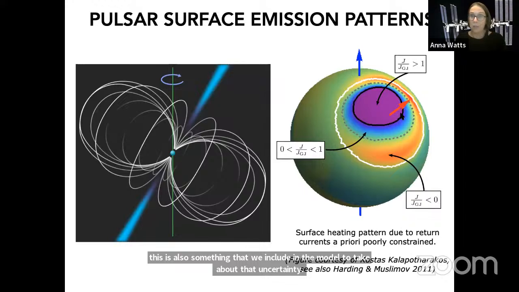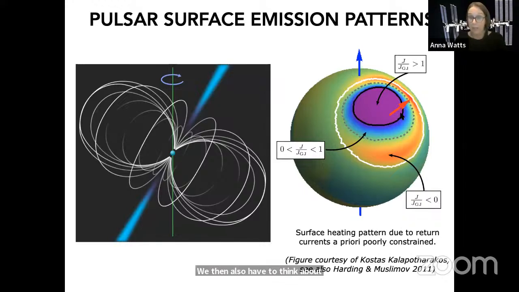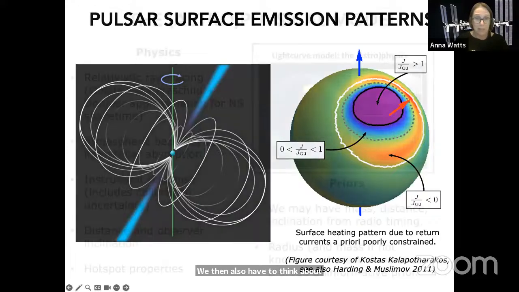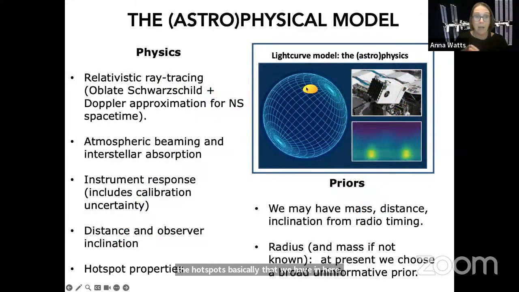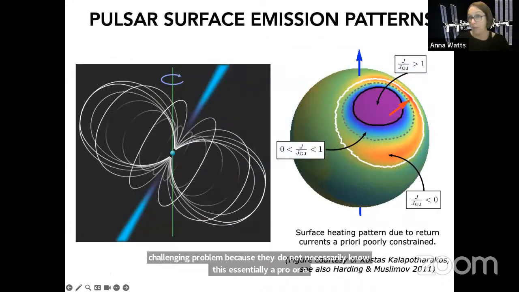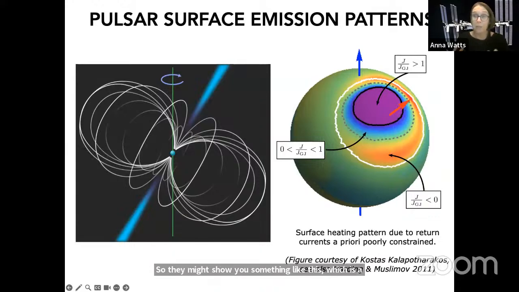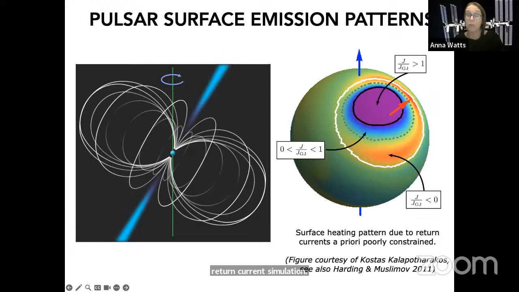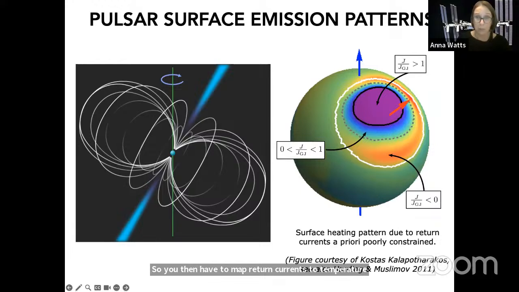We then also have to think about the hotspots that we have in here. Essentially, we have these hotspots on the surface. And if you go and talk to a pulsar astronomer and ask, what range of spot shapes, temperatures, sizes do I need to consider in my modeling? They will say, well, this is an extremely, extremely challenging problem because they do not necessarily know this a priori. So they might show you something like this, which is a return current simulation. So you then have to map return currents to temperature distributions, and we want to allow the range of possibilities that the theorists consider to be an option.